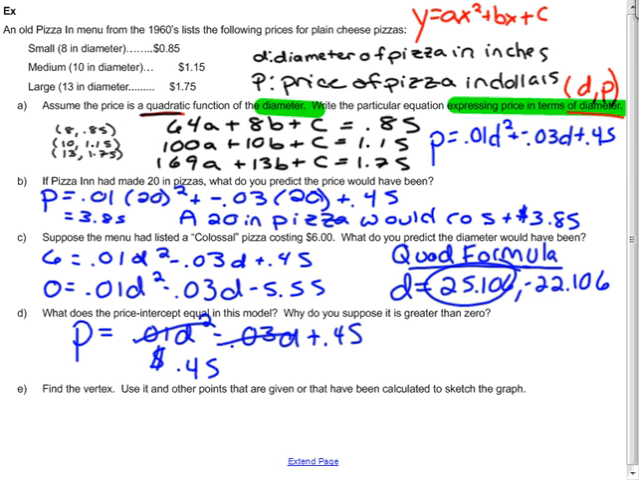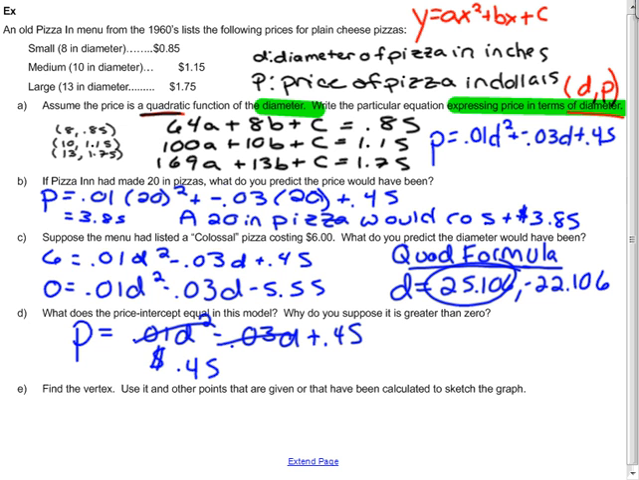And then the last part is the vertex. Use it and other points to sketch your graph. Please keep in mind, the vertex in quadratics is always the lowest or highest point. Always, always, always. So I might not ask for the vertex. I may ask, what is the cheapest pizza? And you need to know that means find the vertex.